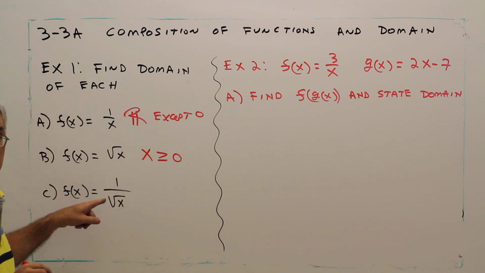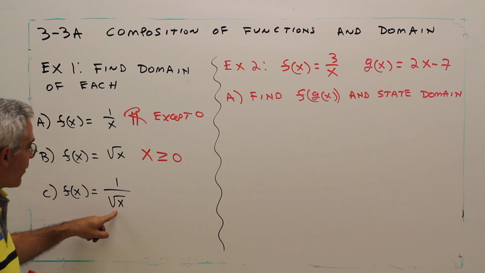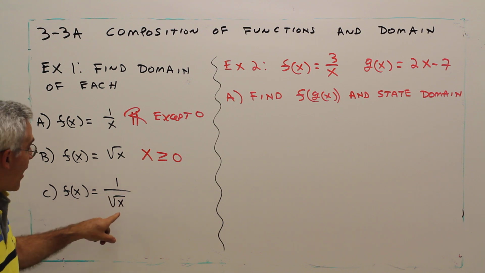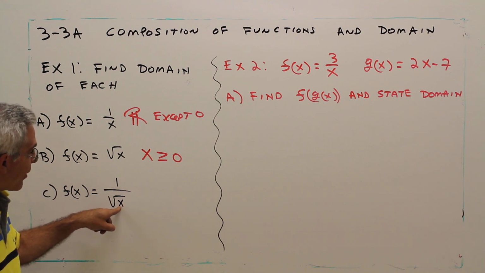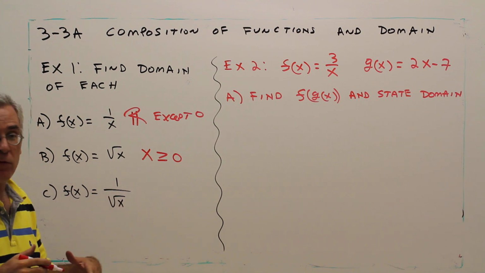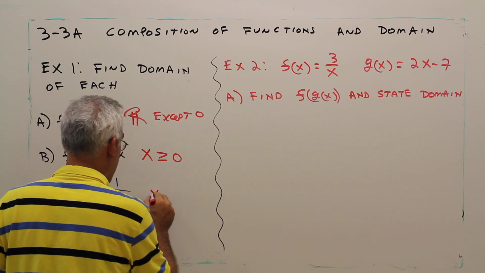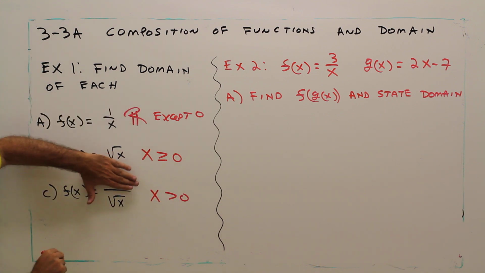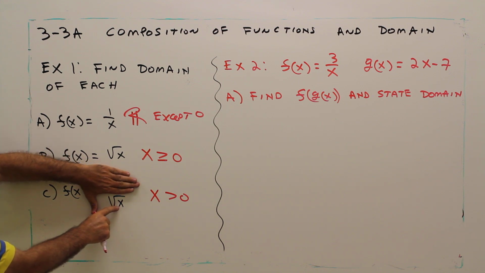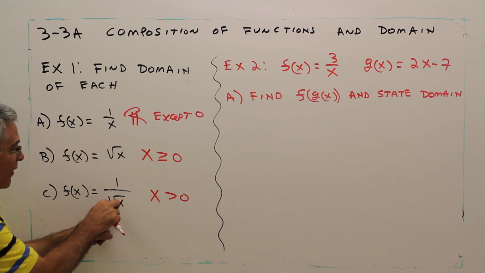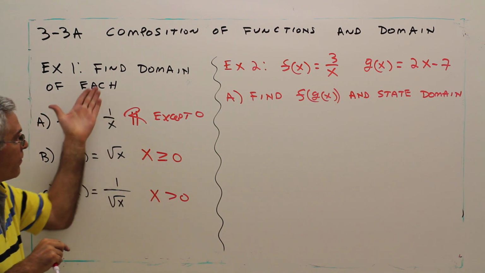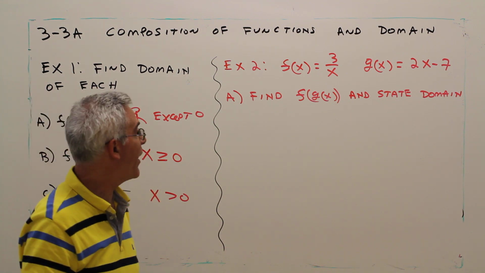And this one's kind of confusing to some students. 1 over the square root of x. I can't have the denominator be 0, and I can't have inside the radical be negative. So for this example, x has to be greater than 0. Again, if it were just the square root of x, it would be greater than or equal to 0, but I've also got the denominator issue, so it can't be equal to 0. So that's a quick review of domain.